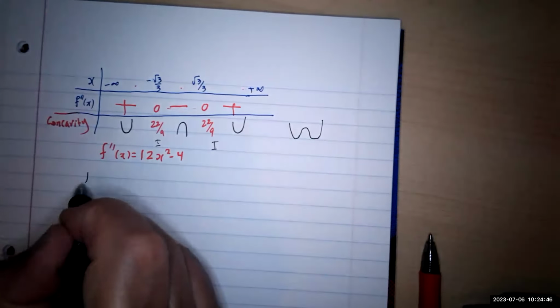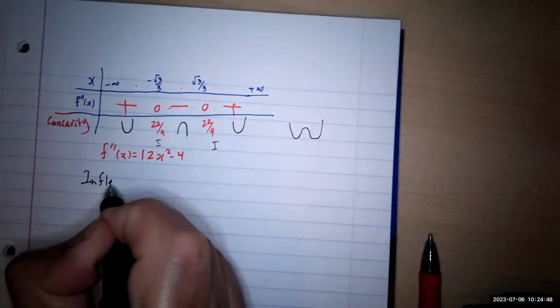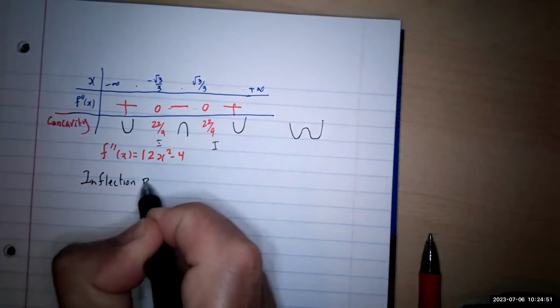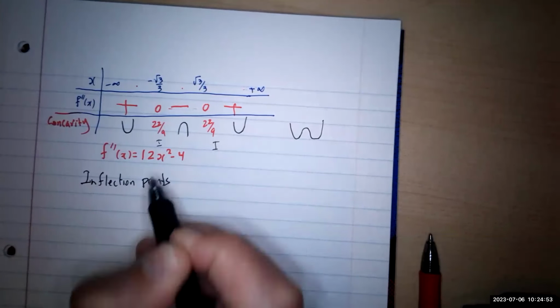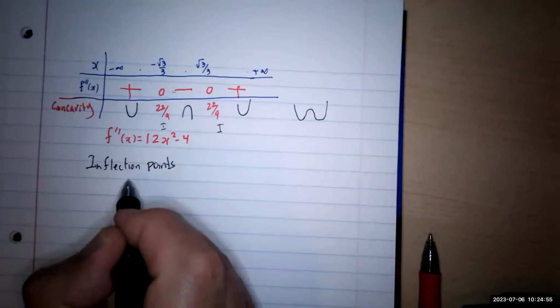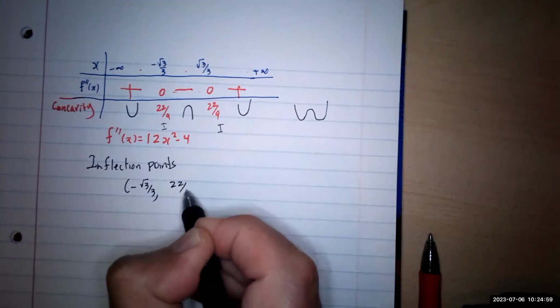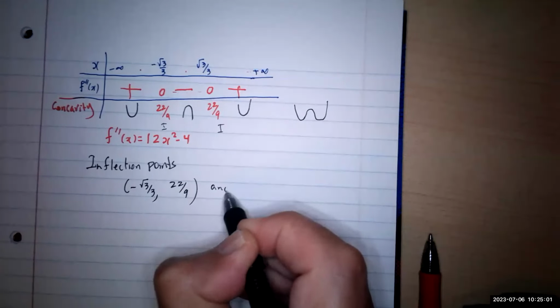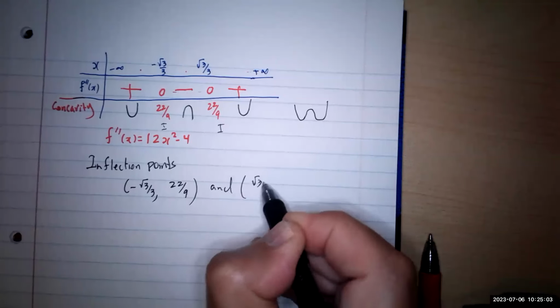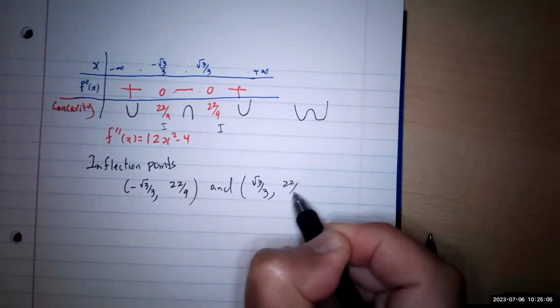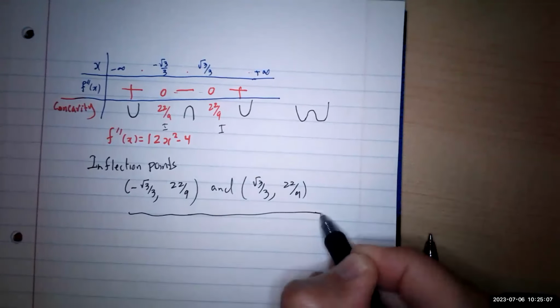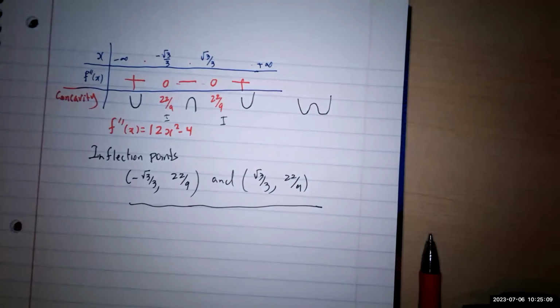But usually identify only the inflection points. The chart would be fine, I accept it, but I just write down for you. One of them is negative radical 3/3 at 22/9, and the other one is positive radical 3/3, 22/9. See, that's a concavity problem.